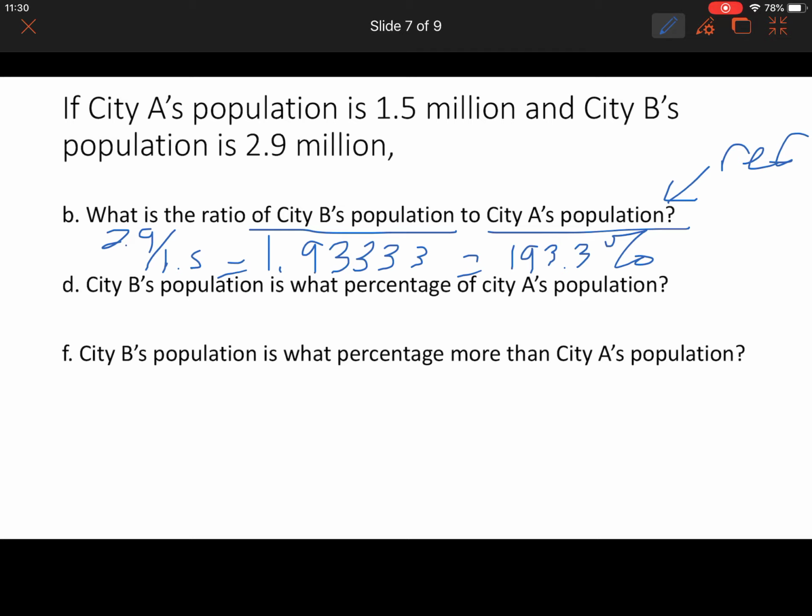Oops, I got a step ahead of myself. I am so sorry. So this is the answer to part B, just the ratio. And this is the answer to part D, the percent. Because we'd already done those several parts on the last slide. I was just kind of flying through.